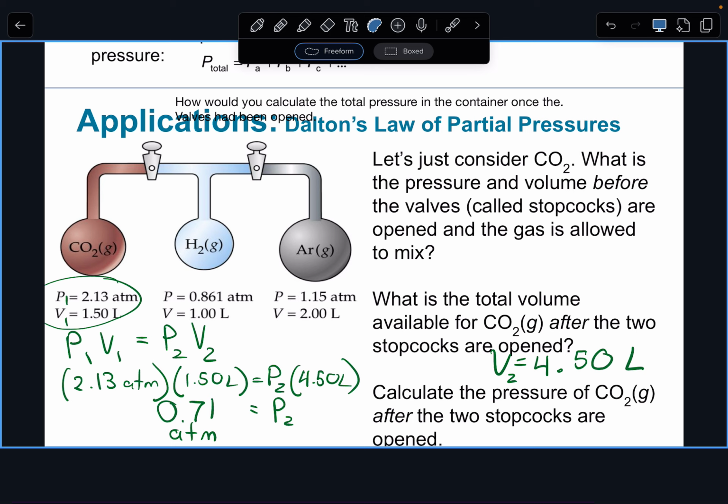Since we've already calculated CO2, I want you guys to go ahead and calculate the pressure of H2 and of argon, and then tell me what the total pressure is.